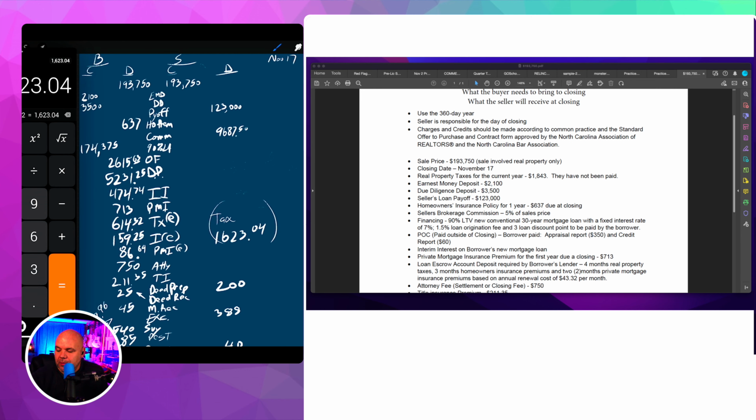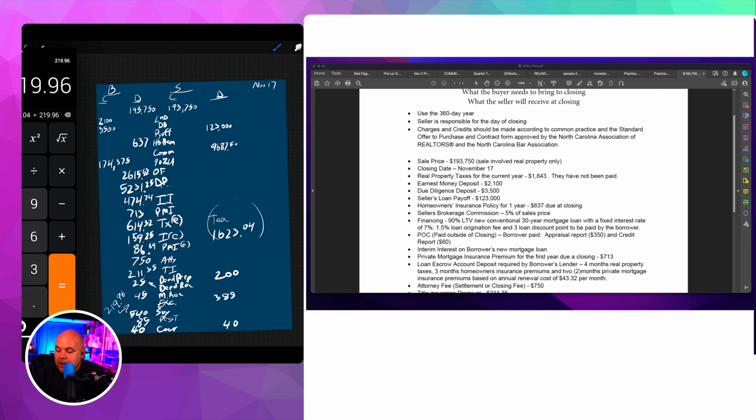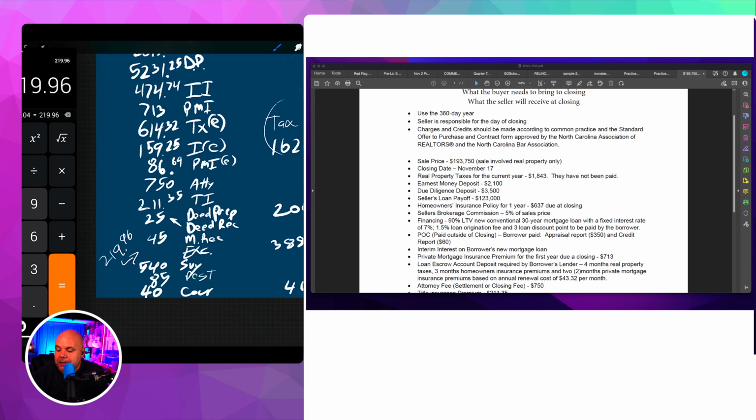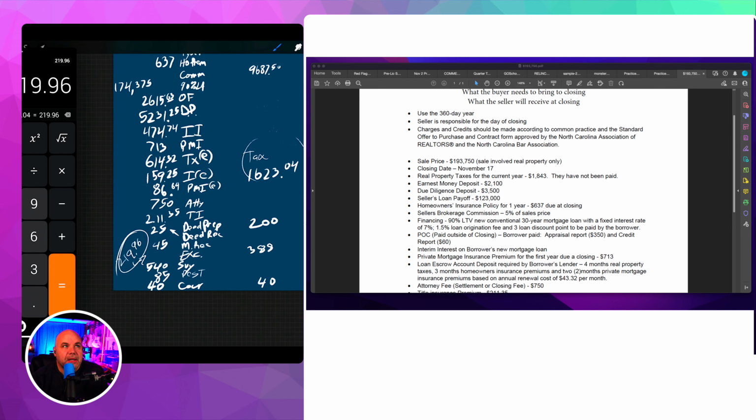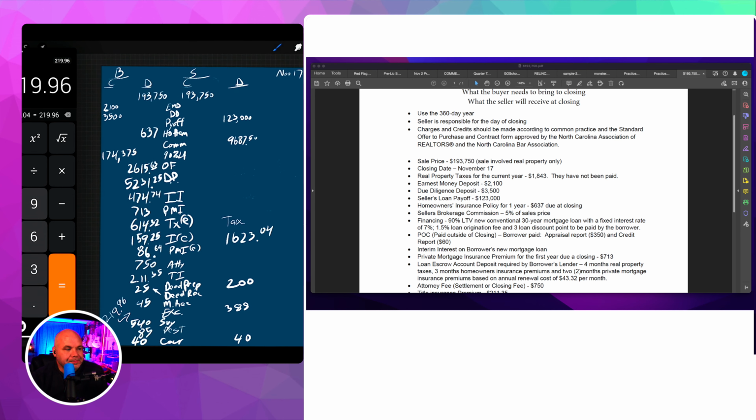So if 1623.04 is the seller's portion, then you don't need to do any calculation of buyer days. All you need to do is subtract that from the total dollars of taxes, which was 1843. And so 1843 minus 1623.04 is 219.96 that the buyer needs to pay. And I just crammed that in over here because I ran out of space in my debit column. All right, so there's our taxes.